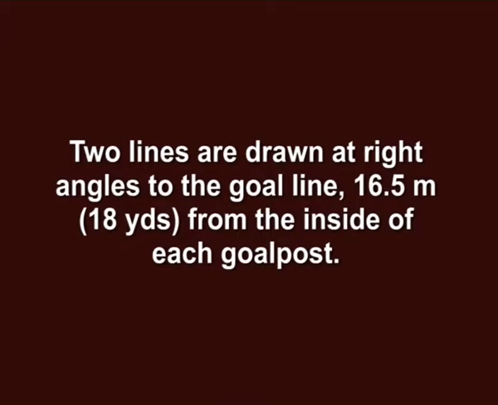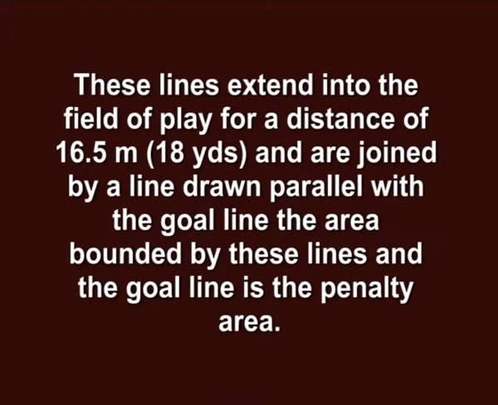The penalty area. Two lines are drawn at right angles to the goal line, 16.5 meters, that is 18 yards, from the inside of each goal post. These lines extend into the field of play for a distance of 16.5 meters, that is 18 yards, and are joined by a line drawn parallel with the goal line. The area bounded by these lines and the goal line is the penalty area.